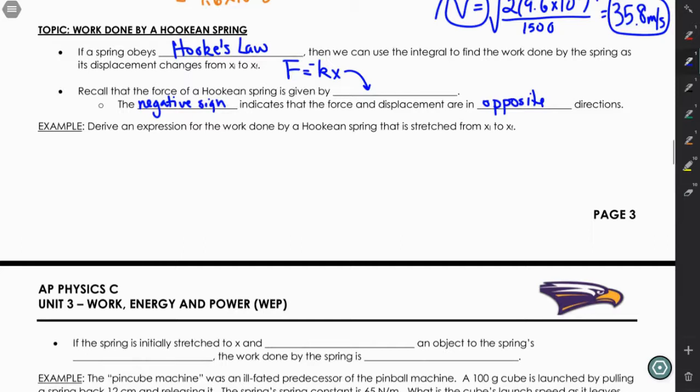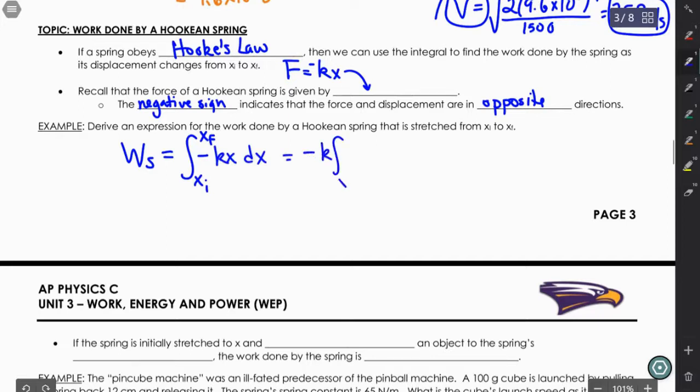And so here's a quick example where it says derive an expression for the work done by a Hookean spring that is stretched from xi to xf. The work done by the spring is going to be the integral from xi to xf of our function, which is negative kx dx. If we do a little bit of cleaning up, we can pull out that k, because that's just a constant. And so we're doing the integral of x dx.